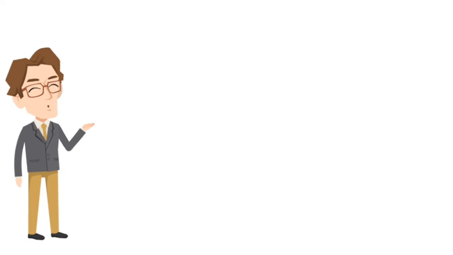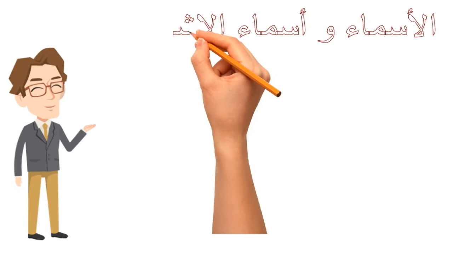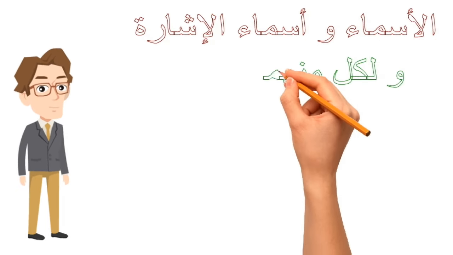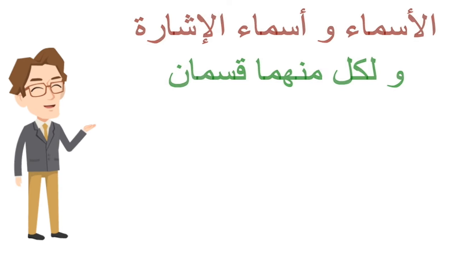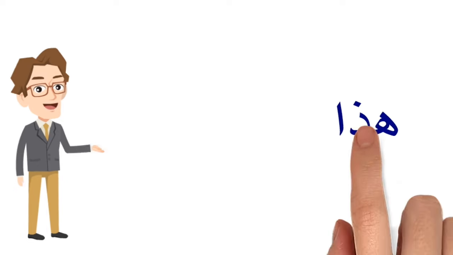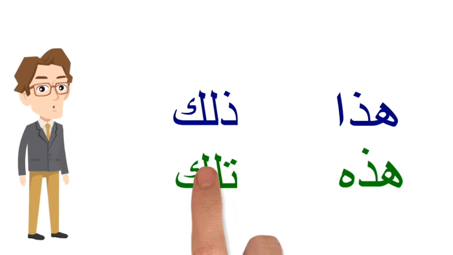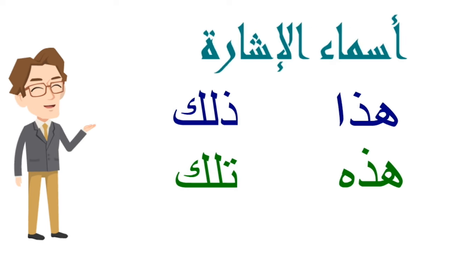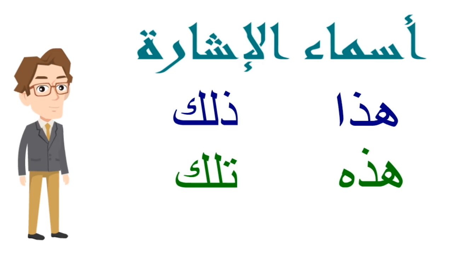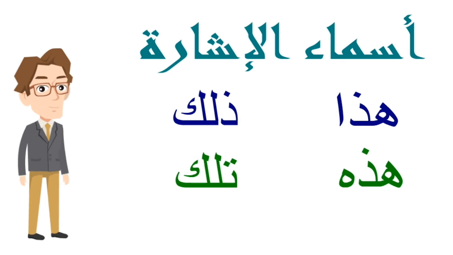Welcome back again. First of all, I would like to explain that all nouns and pronouns in Arabic language are divided in two parts, masculine and feminine. And today we have four words, hadha, dhalika, hadhihi, wa tilka. We call these words demonstrative pronouns, and in Arabic language we call asma'ul ishara. These words are used for pointing to something.